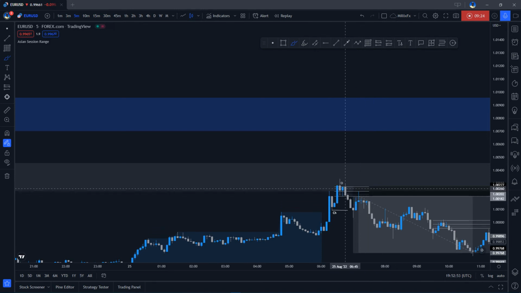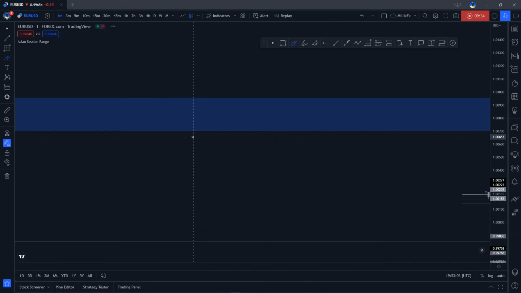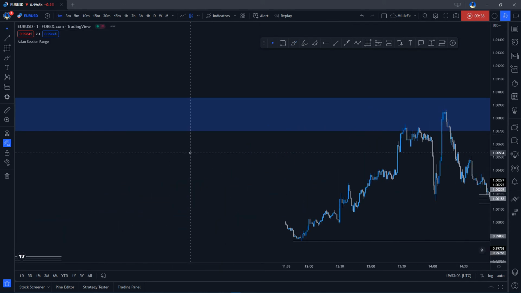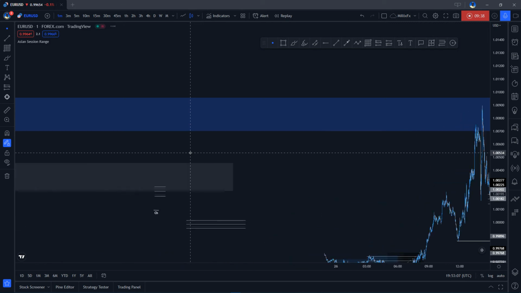Somebody may be wondering, why didn't I highlight this whole thing? The reason I didn't do that is because this is a 1-minute entry right here, right? Let's go back to the 1 minute. When it comes to the 1 minute, we actually have a very nice break of structure right there.